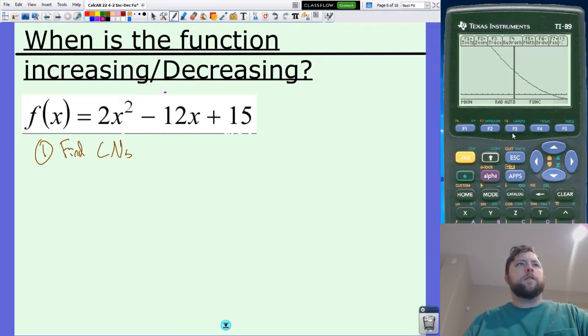Give me a parabola shape? No. I'm gonna go to, I don't know, 10? Maybe? Okay, you can kind of see it now. There you go, a little better.